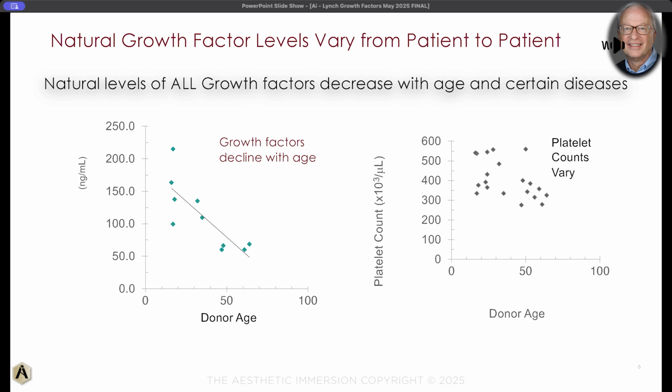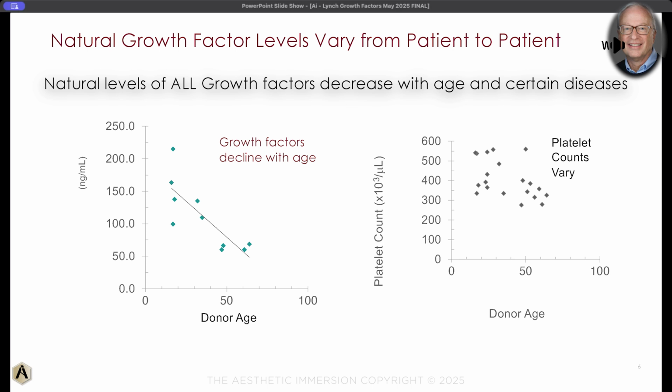So I use this slide often to point out some of the weaknesses, if you will, of PRP and PRF. Because if you're taking PRP from a 10-year-old or 5-year-old, and they've got good platelet counts, it's probably going to work well. But as Gideon was talking about earlier, if you're taking that blood from your 40, 50, 60, 70-year-old patients, that blood's not going to have nearly as much growth factor in it as it did when we were younger.